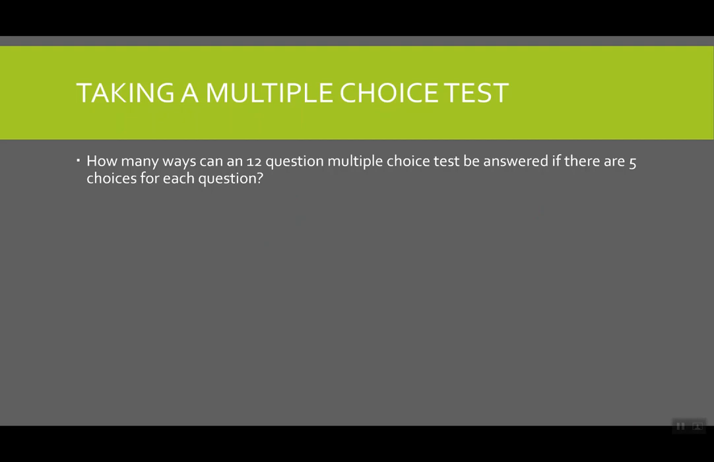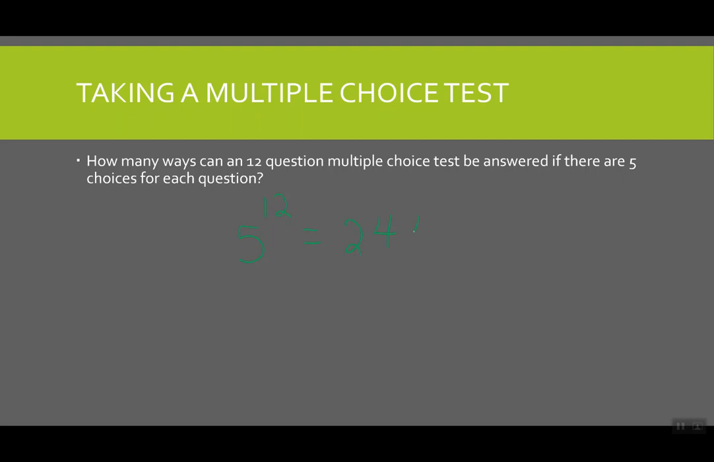All right. How about this? What if I had 12 questions and there were 5 different choices for each question? Try it for a minute. Pause me. See if you can answer it. All right. So here's what we're thinking. I have 5 different choices, 12 times. So I have 5 to the 12th.